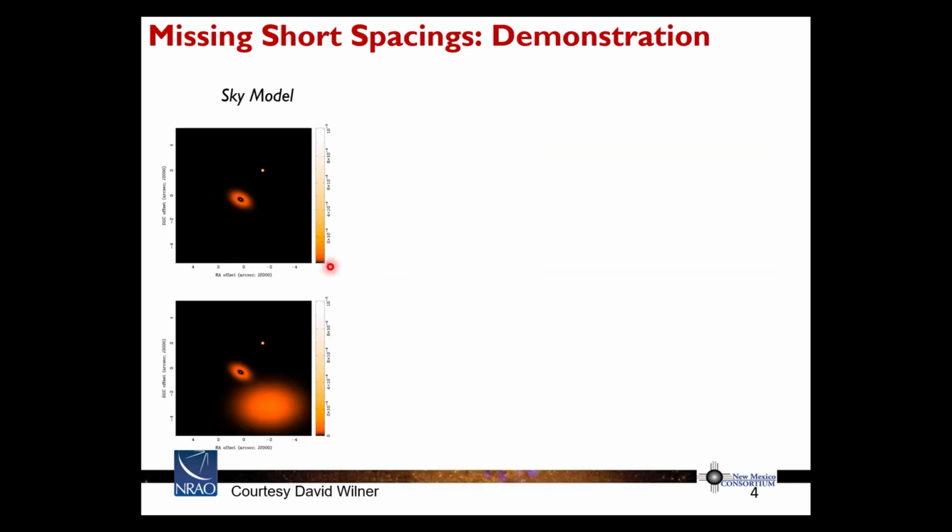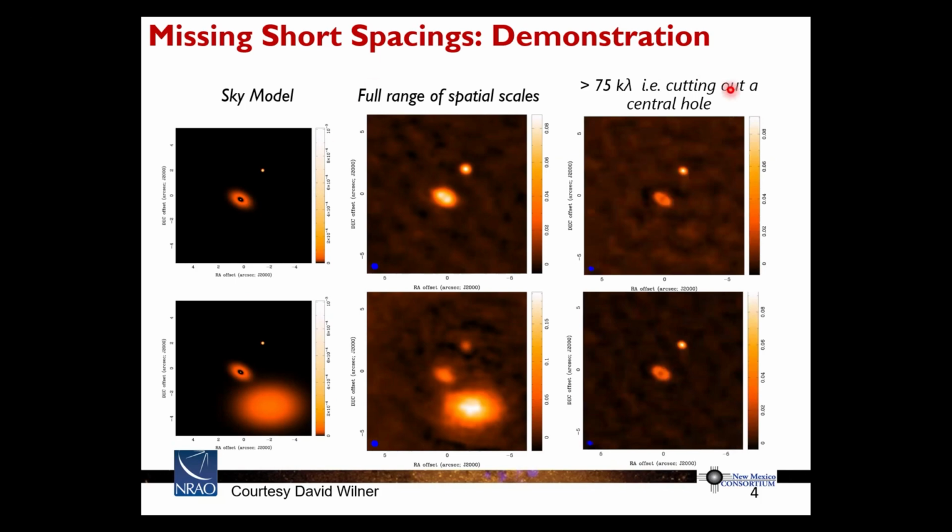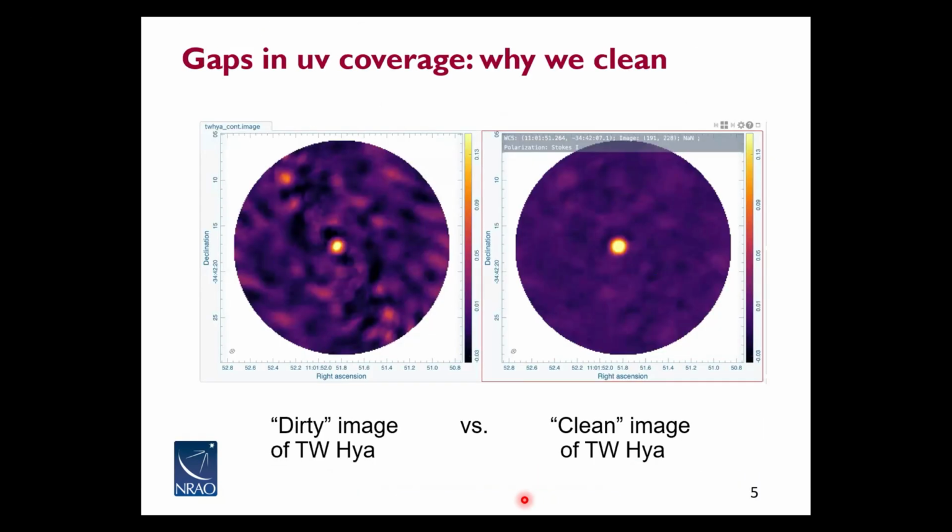This is another example showing missing short spacing. If we have two sky models, one with a diffuse component and one without, and we observe with a full range of spatial scales, theoretically you will see the difference. But if we cut a central hole and only include the long baselines, they are basically indistinguishable. So the large scale emission is undetectable with long baselines, and we should always keep in mind the limitations of angular scales that our data can recover.